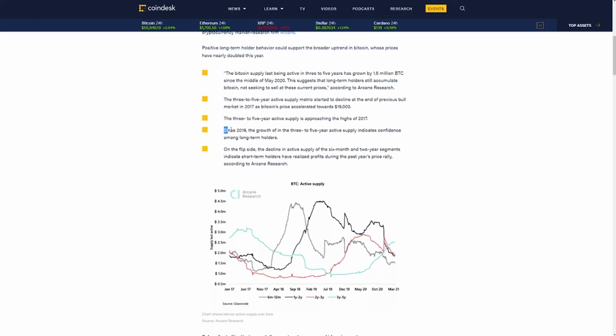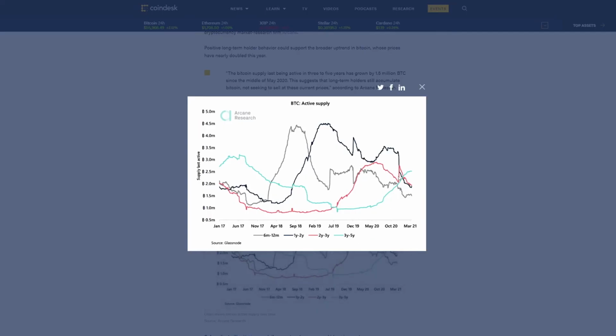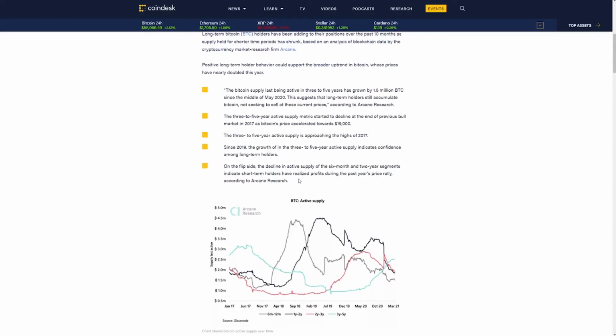And they say that since 2019 the growth of this 3 to 5 year active supply indicates confidence among long-term holders. But on the flip side, there was a decline in active supply of the 6 month and 2 year segments, indicating that short-term holders have booked their profit. So that's this black line, and the gray line over here, which is declining. So from this they conclude that there are more people buying and holding for the long term and not selling even when the price reaches new all-time highs.